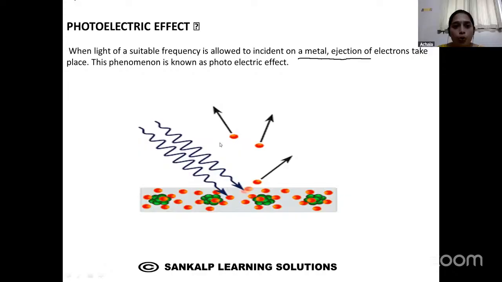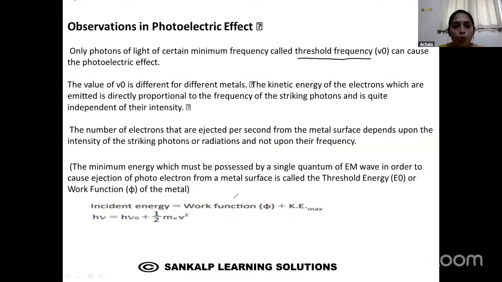Threshold energy is called the work function. Part of the incident energy is utilized as the threshold energy, or work function. The remaining energy is converted to kinetic energy.